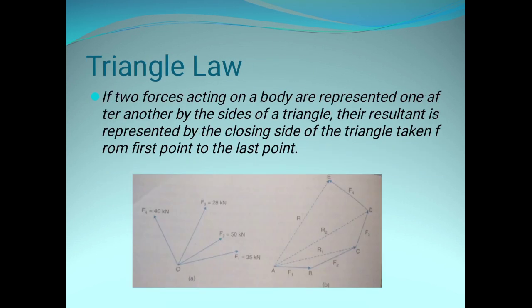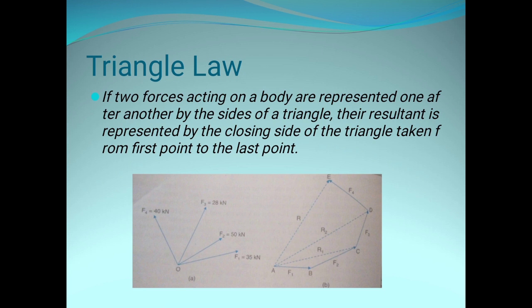Next one is the triangle law of forces. The definition is: if two forces acting on a body are represented one after another by the sides of a triangle, we can see in the second diagram that F1 and F2 are two sides of the triangle. The resultant is represented by the closing side of the triangle, taken from the first point to the last point. We can see the points A and C. The closing side of the triangle is mentioned as R1. This is the resultant force of the two forces F1 and F2.